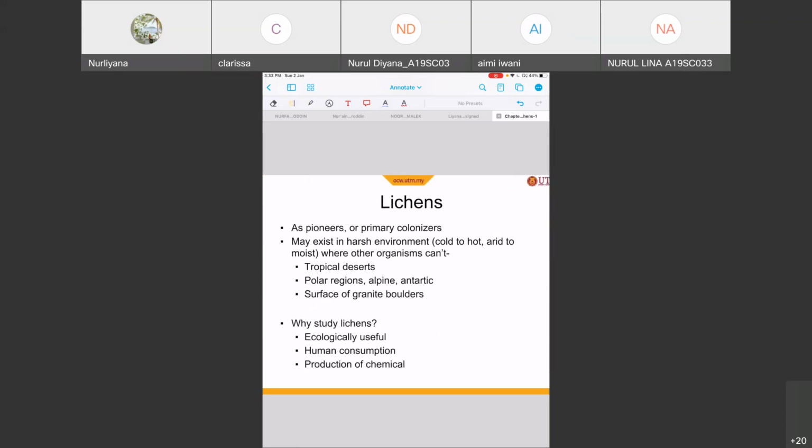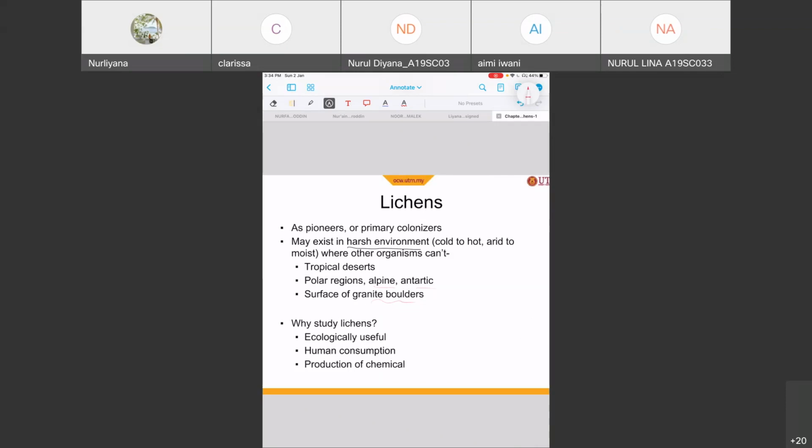They are the pioneers and they are the primary colonizers. They can exist in a harsh environment. For example, in a very unusual environment, for example, a very hot or very cold environment. They can exist, for example, in tropical deserts, okay, in polar regions, for example, tempat yang ada snow, paling sejuk tempat tu, and in the alpine, Antarctic, and also in the granite boulders. So why are people very interested in studying lichens?